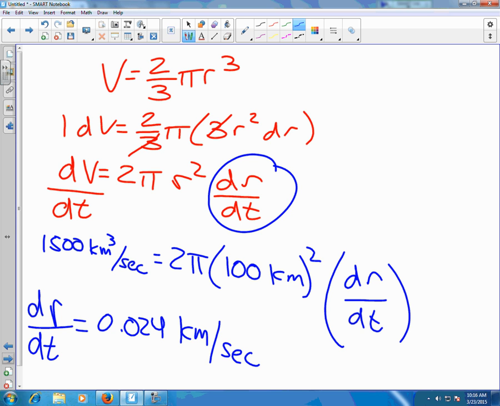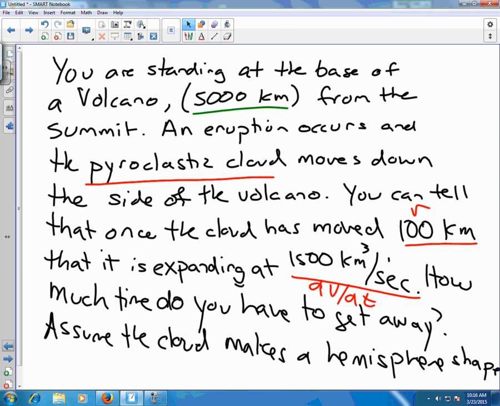So just to make it a little bit more reasonable, with that original problem, let's just say you're 500 kilometers from it. That makes it a little more perilous. Now we actually have to worry about it getting to us at some point.